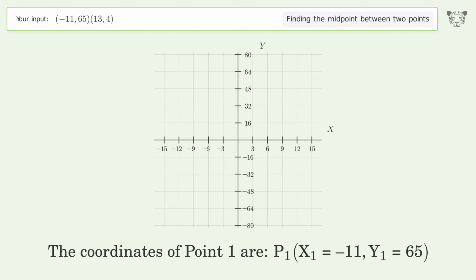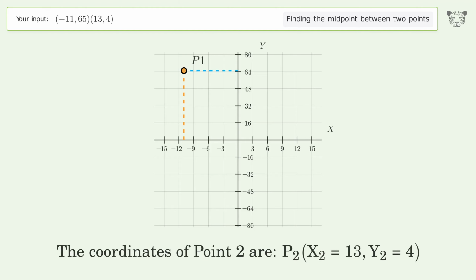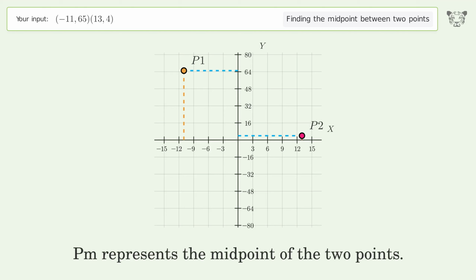The coordinates of point 1 are x1 equals -11, y1 equals 65. The coordinates of point 2 are x2 equals 13, y2 equals 4. PM represents the midpoint of the 2 points.